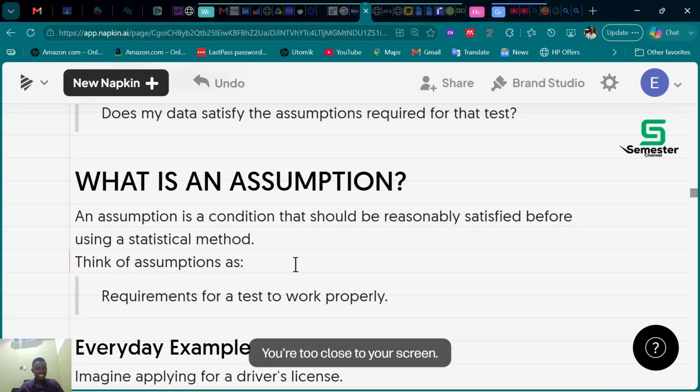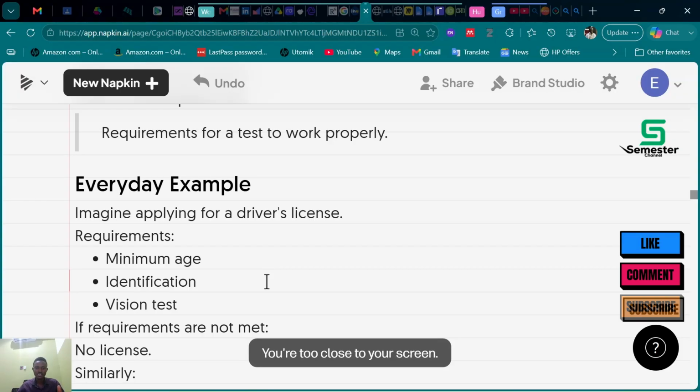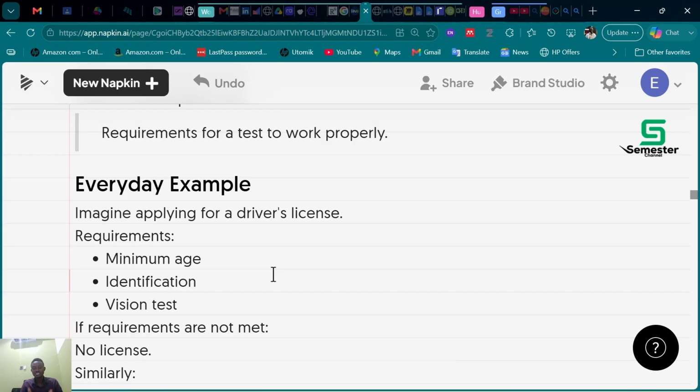Okay, before you use any statistical method, it's like a requirement to have the work done properly. Everyday example: imagine you are applying for a driver's license. There are requirements, right? Even applying for school, there are requirements, there are cutoff points, there are courses you should have taken in school. All these are what we call assumptions in statistical terms.